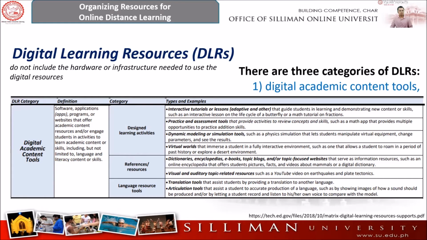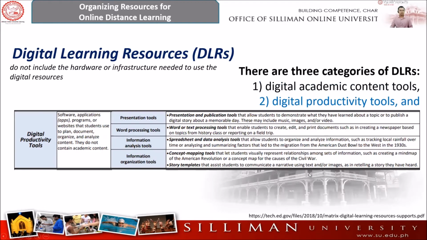The second category of academic content tools is reference resources. Common examples of this are dictionaries, encyclopedias, ebooks, topic blogs, or topic focused websites. Another common example also are visual and auditory topic related resources like YouTube. The third category of digital academic content tools is language resource tools. Common examples and types of this are translation tools and articulation tools.